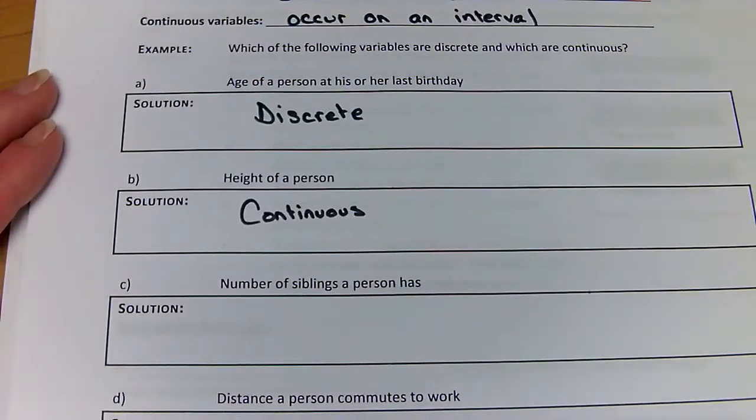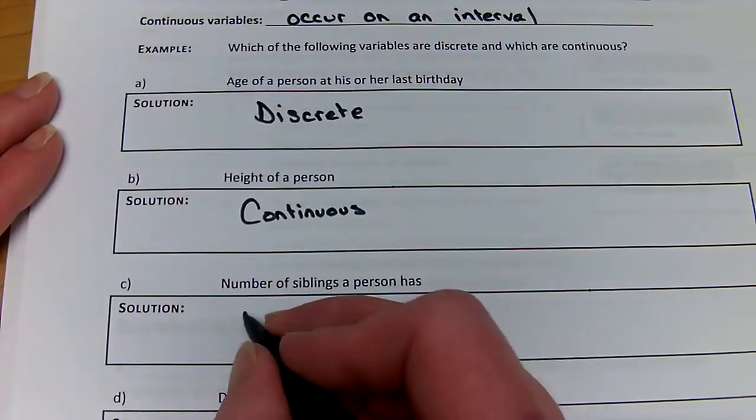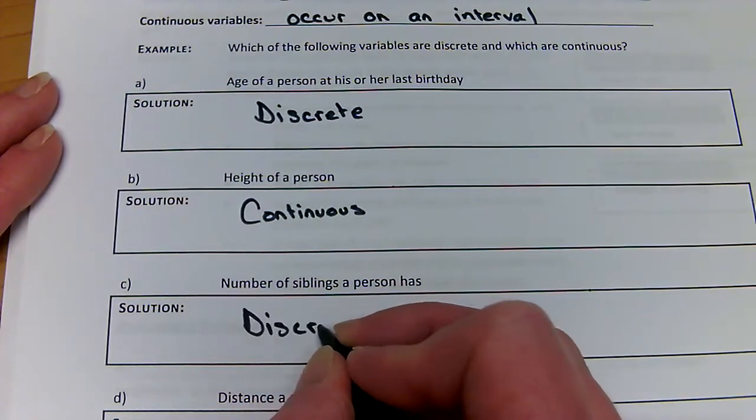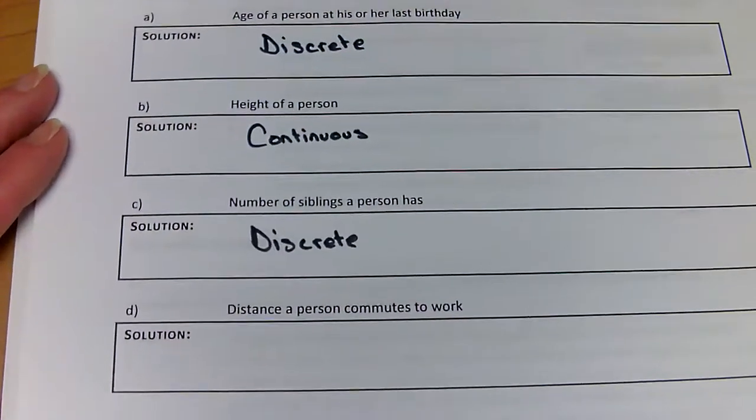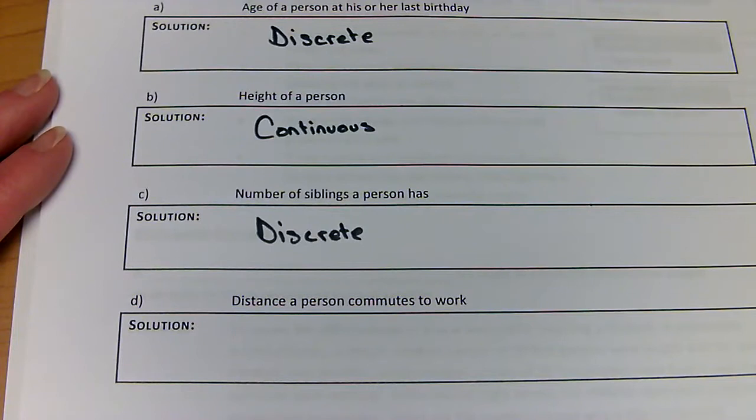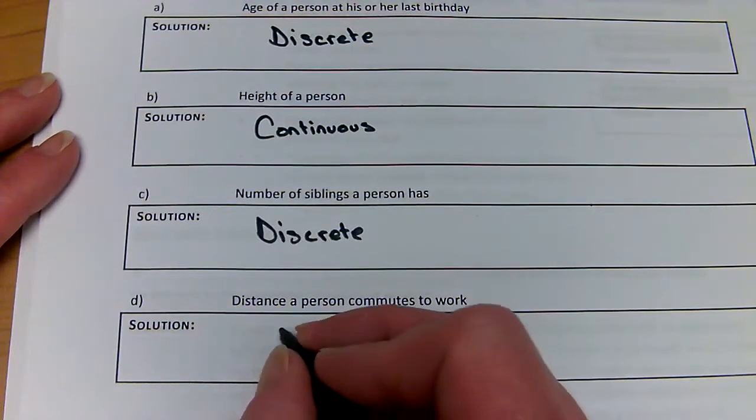Number of siblings a person has. We can count them. That's discrete. Distance a person commutes to work. Well, even though my odometer is going to give whole numbers, it's not really whole numbers because there could be some decimals in there. That's continuous.